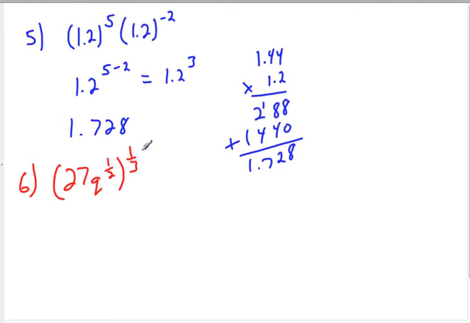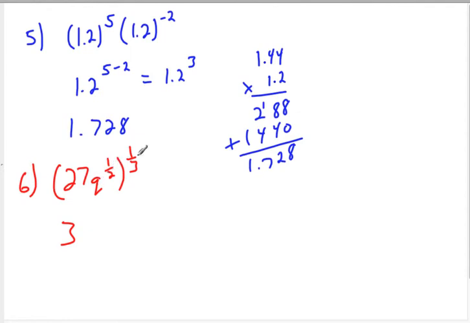So 27 to the 1/3 power means the cube root of 27. Cube roots and 4th roots and 5th roots are usually pretty easy if it's going to be a whole number answer, because they get so big so fast that there's only a few choices. So like 2 times 2 times 2, that's too small. 3 times 3 times 3 is 27. So you know the cube root of 27 is going to be 3.